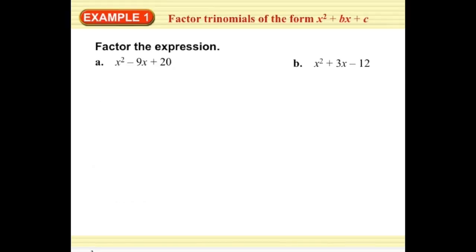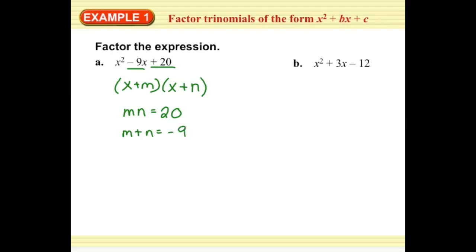Example number 1 is to factor the trinomial of the form x squared plus bx plus c. When you look at your trinomial, you want to see two sets of parentheses, 1x plus m and 1x plus n. And the goal is really to find the correct m and n to solve the equation. So in this case, m times n is going to equal our last term, which is positive 20. And m plus n is going to equal our middle term, which is negative 9.